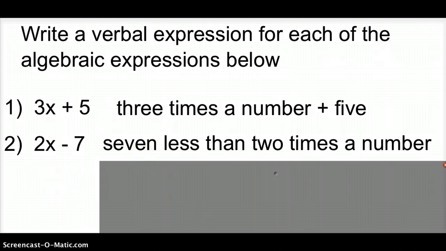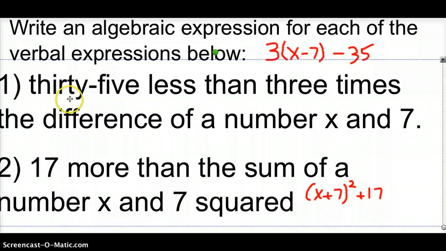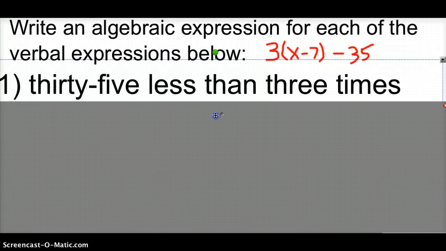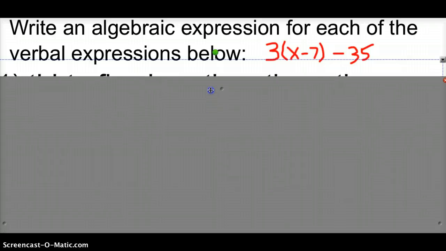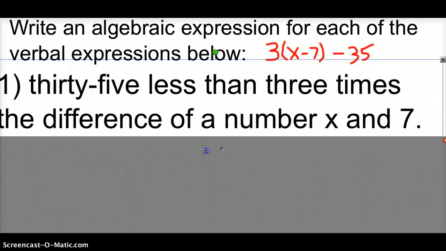Now let's go the other direction with this and look at an algebraic expression in place of a word sentence. Let's look at this first one first: 35 less than 3 times the difference of a number x and 7. It's a lot of words there really, but we can simplify it into something that's pretty short with the number sentence.